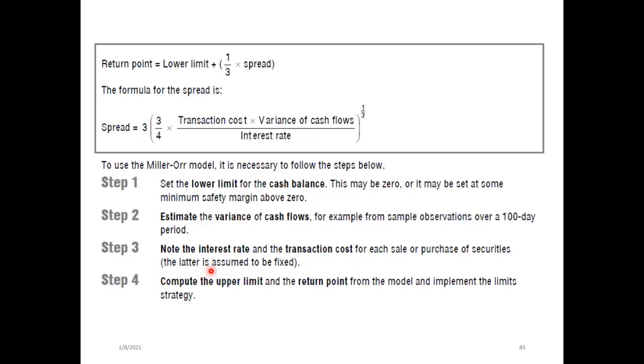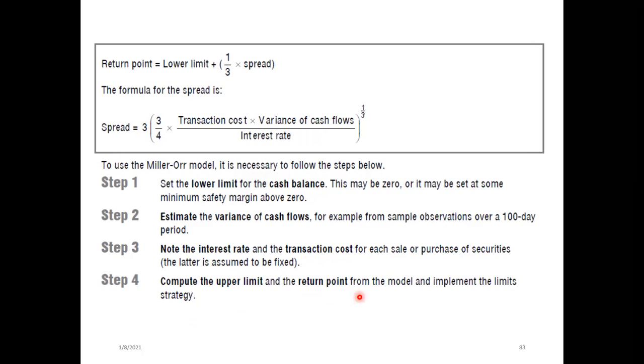and the third step, note the interest rate and the transaction cost for sale or purchase of securities. The transaction cost is assumed to be fixed. To buy or sell a security, the transaction cost is fixed. Then compute the upper limit and the return point from the model and implement the limit strategy. So this is very simple, right?